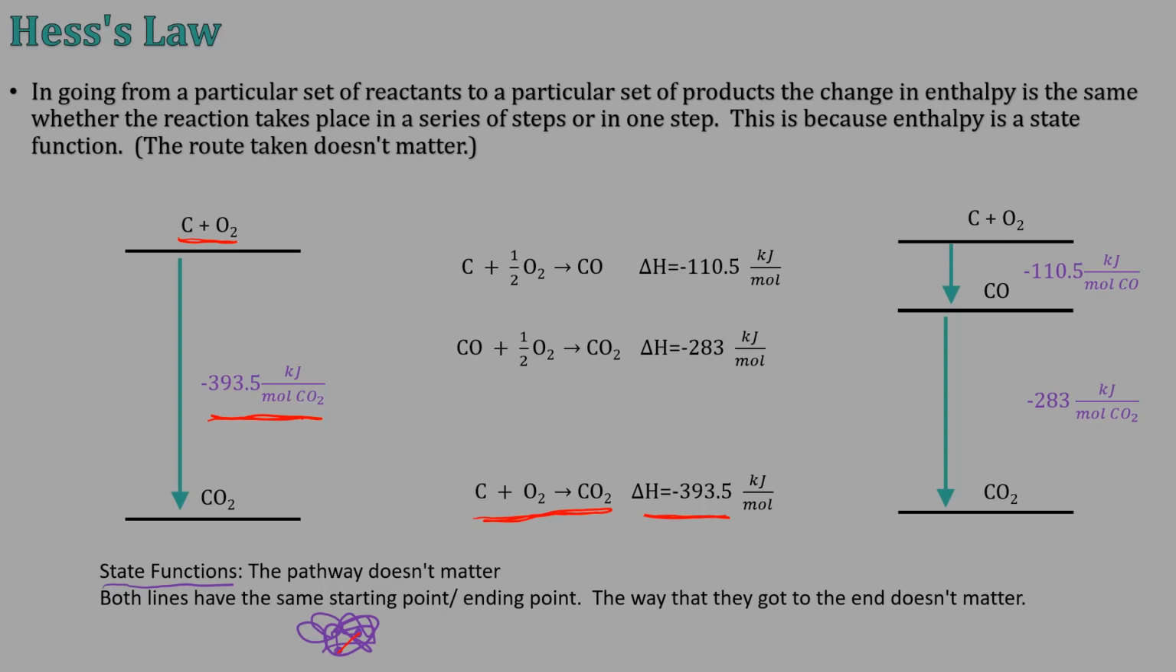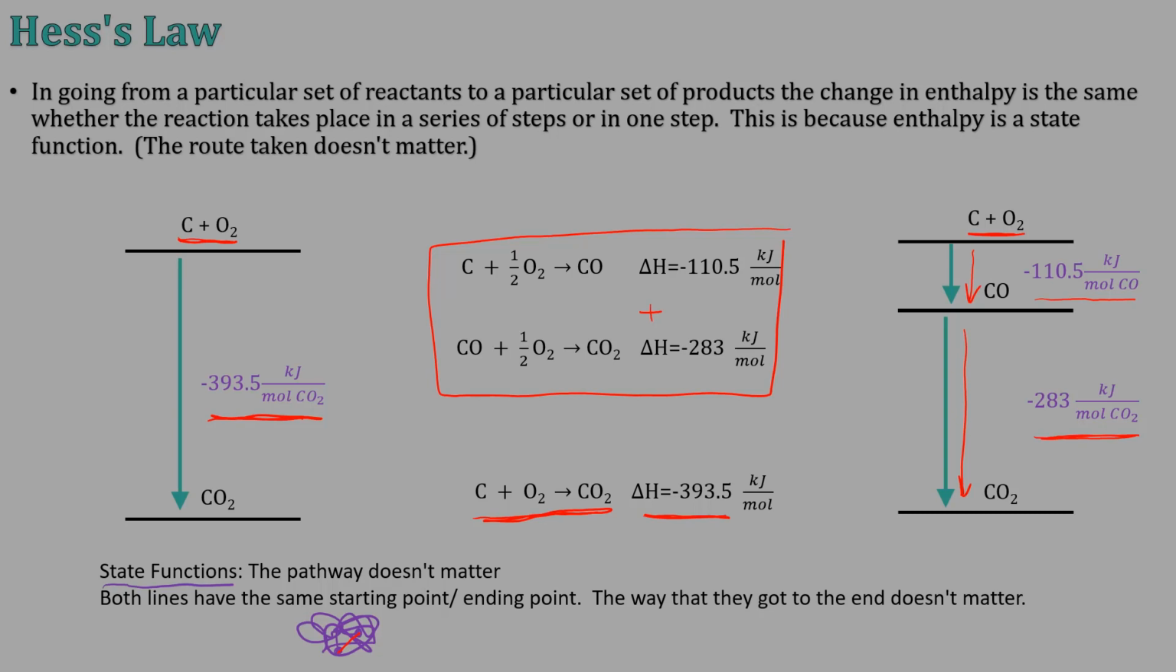Now, if instead we take both of these reactions and we add them together, so we have C plus O2 going to carbon monoxide, that is negative 110.5. And then if we take CO to CO2 by adding oxygen to it, it gives off 283 kilojoules per mole. So if we add those together, negative 110.5 plus negative 283, we end up with negative 393.5.